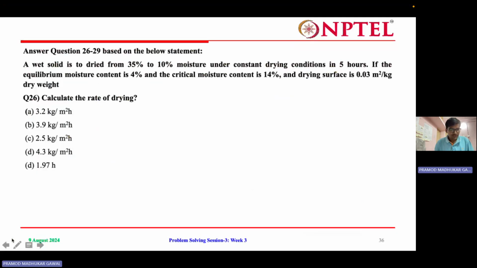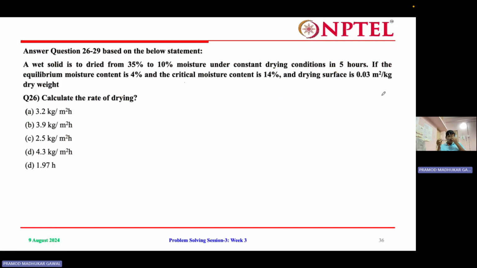So move to the next questions. Answer questions 26 to 29 based on the below statements. Wet solids are to be dried from 35% to 10% moisture under constant drying conditions in 5 hours. If the equilibrium moisture content is 4% and the critical moisture content is 14%, and the drying surface is 0.03 meter square per kg dry weight.